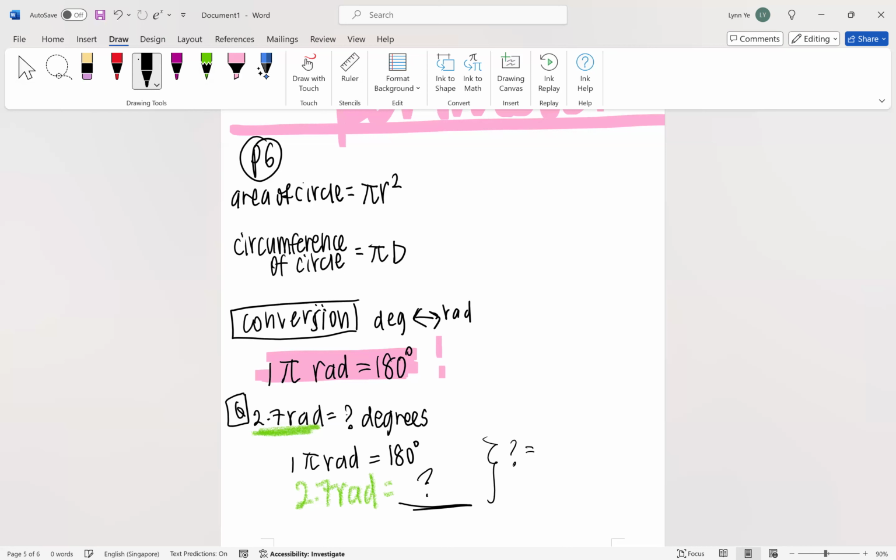Nope, that's not how secret 7 works. 180 degrees divided by... no, too much. 180 divided by 2? 180 divided by who? Radian? You mean radian has a value? So I do 180 divided by RAD like that. Does it make sense?